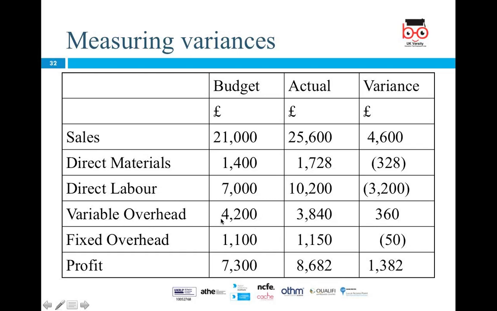Here, variable overhead is reduced from £4,200 to £3,840. That is £360. That's favorable. If any kind of cost and expenditure is reduced, that's favorable. And any kind of cost and expenditure increase, that's adverse.